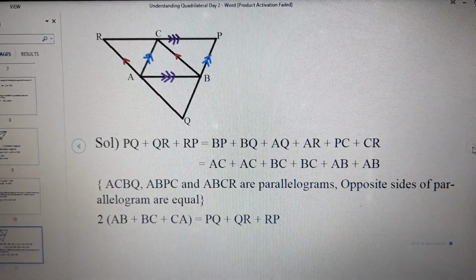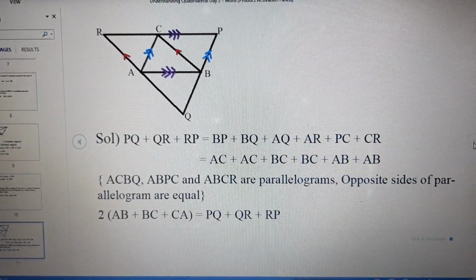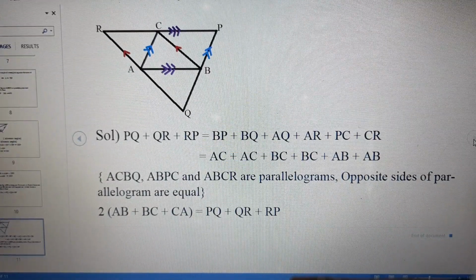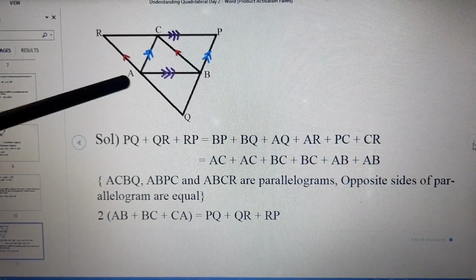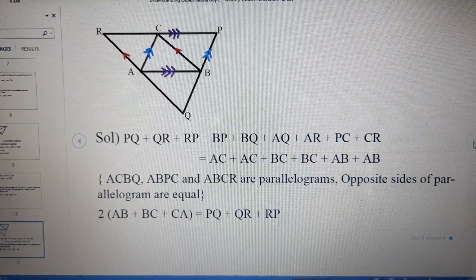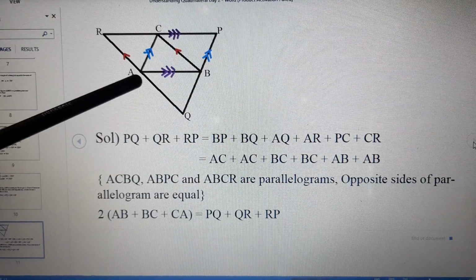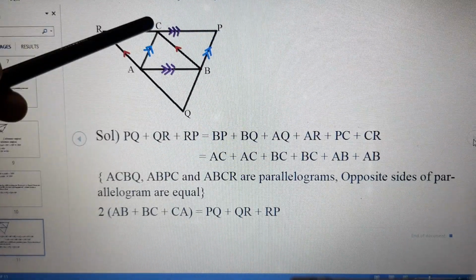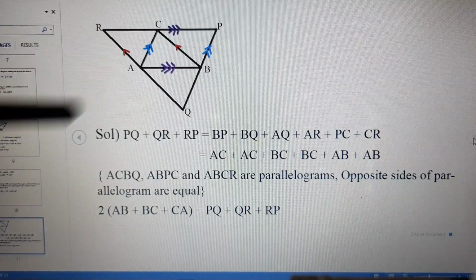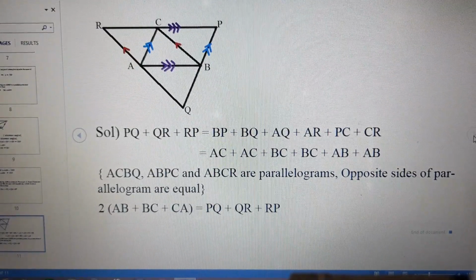Now, if they have drawn these kinds of lines, what will happen? We'll have ABCP. It will be a parallelogram. ABCR will also be a parallelogram. And ACBQ will also be a parallelogram. See, parallel lines, so you can see very easily. If I take ABPQ, you can see that AB and PC are parallel to each other. You can see BP and AC are parallel to each other.